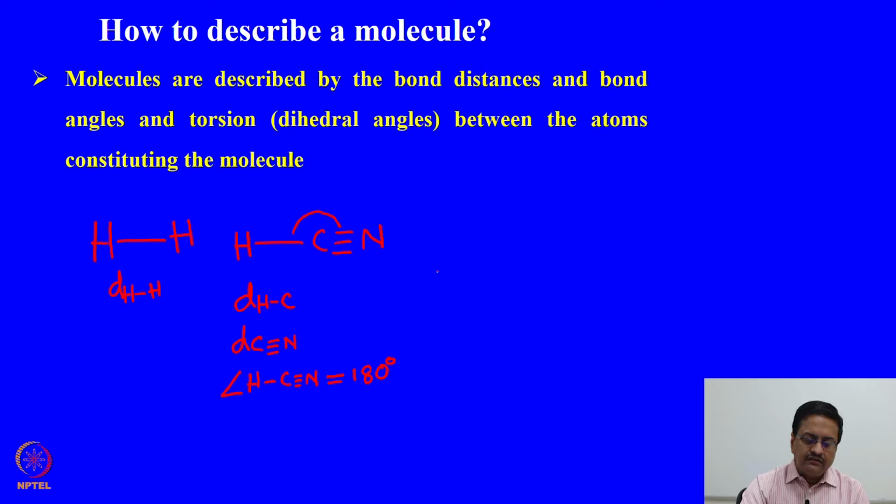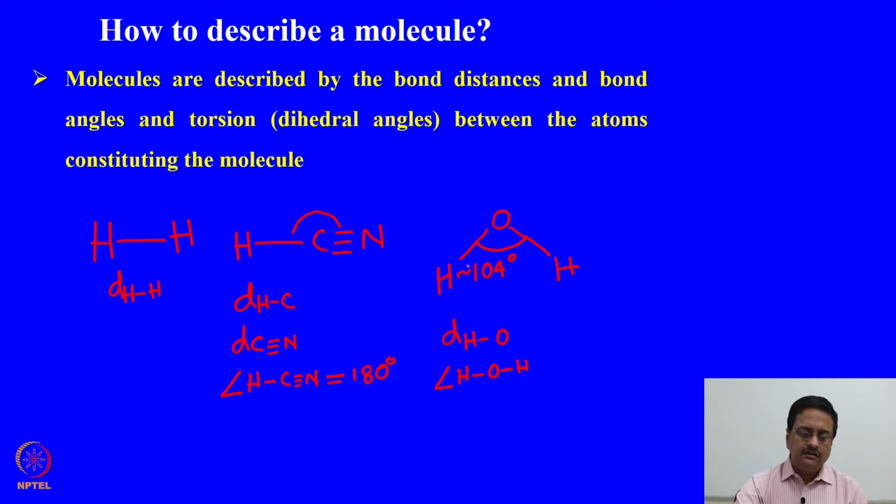We have another simple molecule, which we all know, water, also a triatomic molecule. Here what we need to know are the distances of hydrogen to oxygen and the angle HOH, that is this angle, which from spectroscopic data we know is about 104 degrees. Then the concept of torsion angle or dihedral angle comes when there are 4 atoms connected in a sequence.